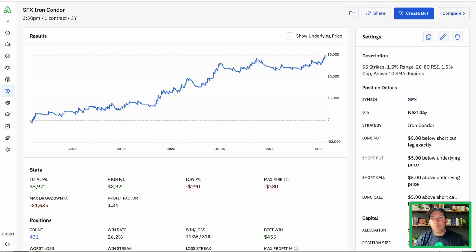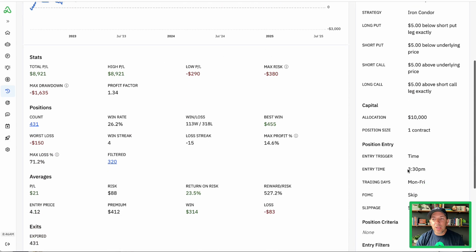This current version is looking at $5 wide strikes. It's running a 1 day DTE trading strategy where we're selling an iron condor with $5 wide strikes, $5 above and below the market, basically right around where the market's trading at about 3:30 in the afternoon. So it would enter a position today, which is Tuesday, at 3:30, hold it overnight, and then through Wednesday's close.